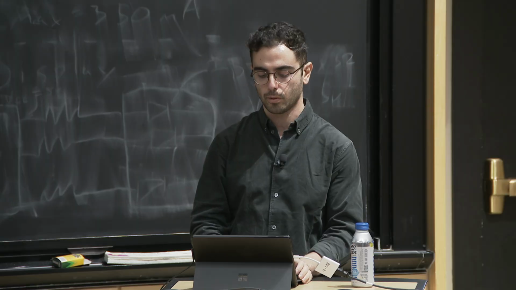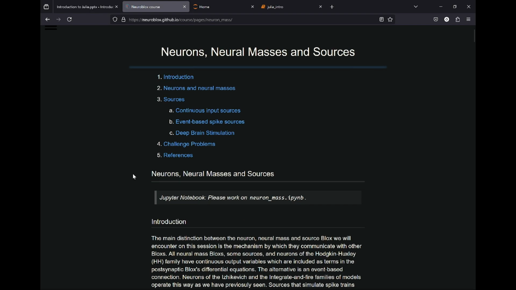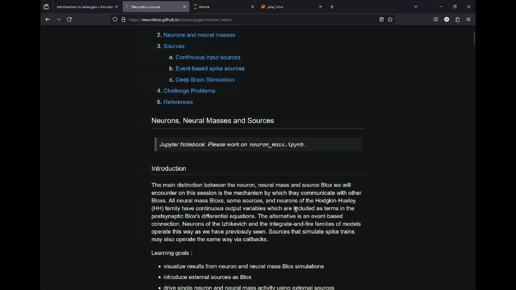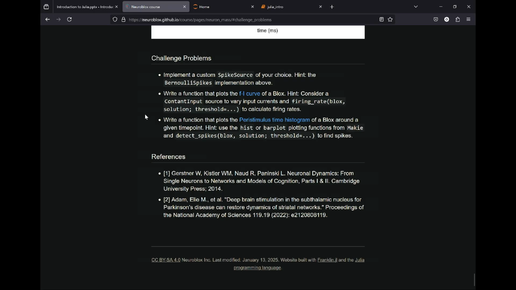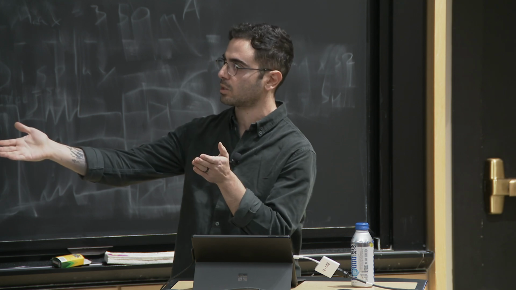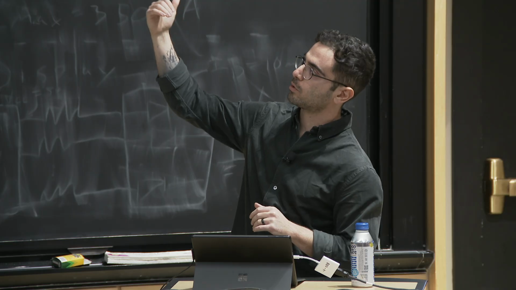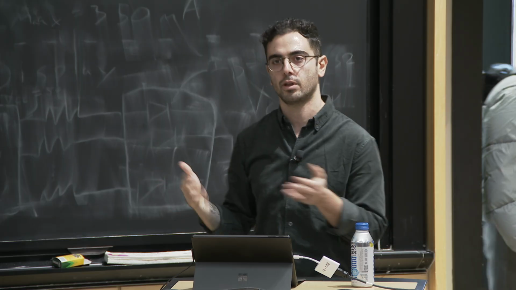So after you go through the material of a day, let's pick a session, the neurons, neural mass, and sources. After you go through this material, which, by the way, this exact material on the website is the same as you will see in the notebook. So when you open this notebook here, you will see exactly the same thing in a slightly different format. So after you go through the material and any exercises within it, at the end we have the challenge problems. And these are just recommendations that we give you, like some future directions to work on based on what you have just learned. So after you finish with the previous steps, having gone through the notebook material, you can pick any one of these and work on that for the remainder of the session.